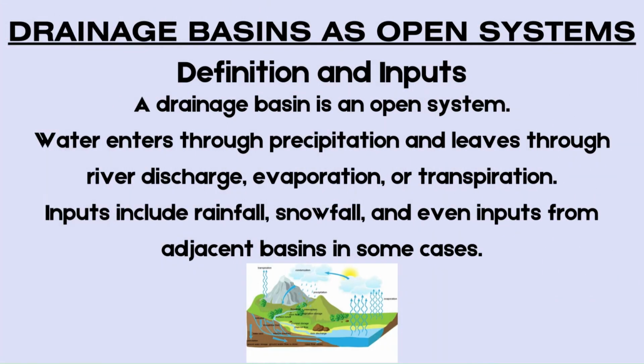Now, let's turn our attention to drainage basins. Unlike the global hydrological cycle, a drainage basin is an open system. Water enters the basin through precipitation and leaves it through river discharge, evaporation, or transpiration.